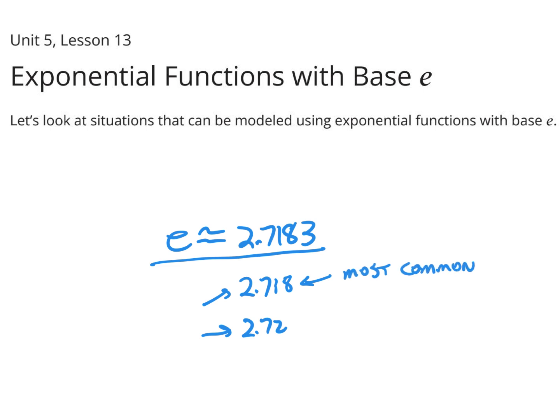Is to round to 3 decimal places. But the Delta Math will most times ask you to round to this one. So I'll write Delta Math here.